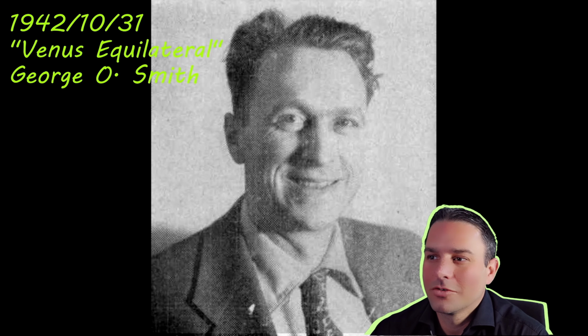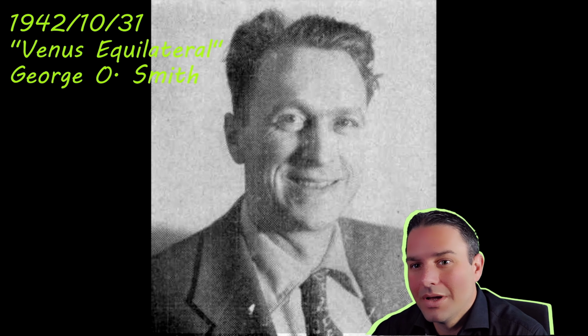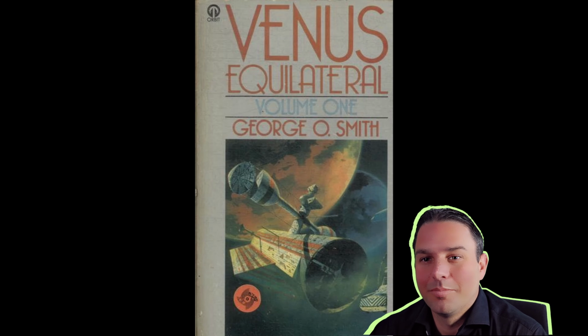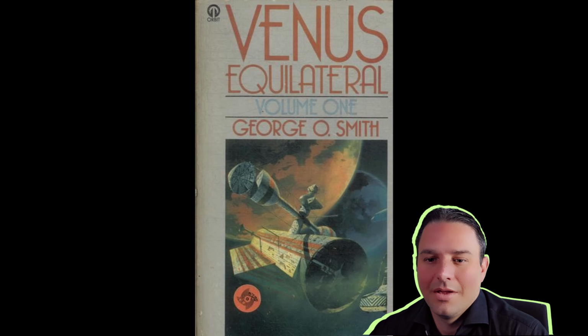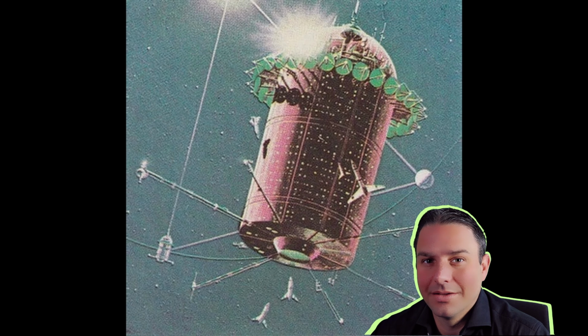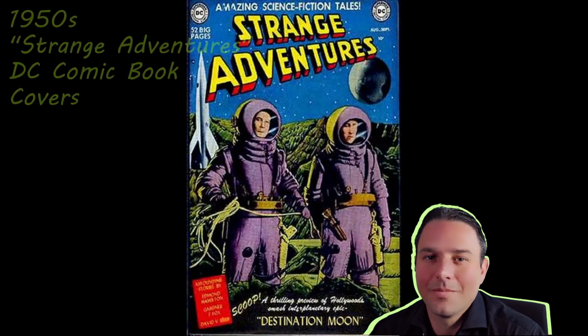So George O. Smith published Venus Equilateral in 1942. If I said I knew a lot about that, I'd be lying, but it was mentioned in Wikipedia as one of the earliest mentions of a space habitat in literature. So by artwork, I mean literature and illustrated artwork.